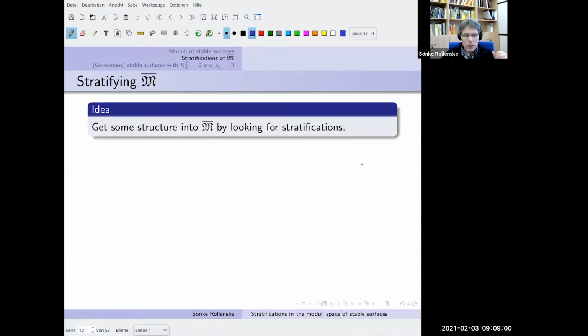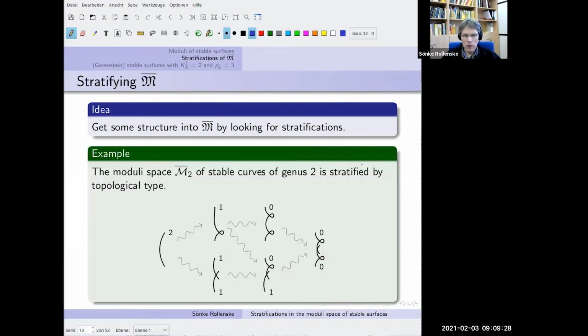Okay, we know that the Gieseker moduli space is already complicated, or arbitrarily complicated. So this is a complicated problem. Let's try to get some structure into this moduli space by looking at some kind of stratifications. And just to fix ideas, let's think about what we could wish for. Let me make an example where everything is nice.